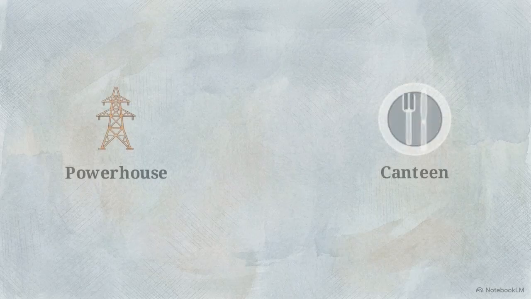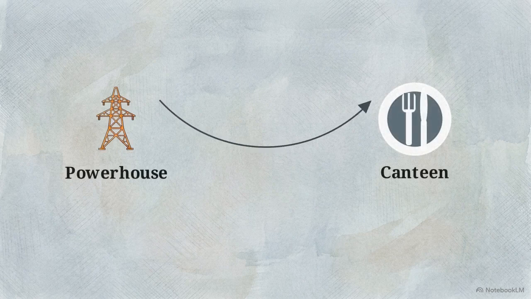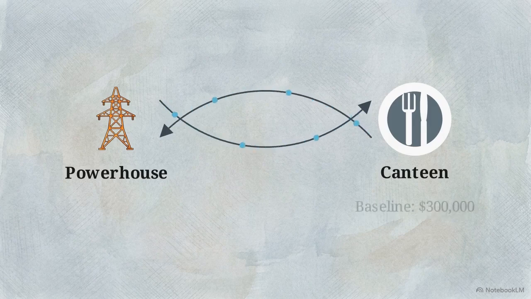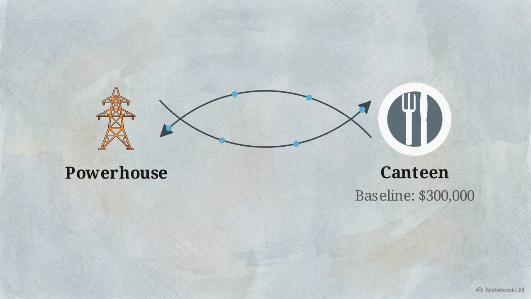Here we hit a roadblock. Service departments often serve each other. The powerhouse generates electricity for the canteen's ovens, and the canteen feeds the engineers running the powerhouse. It creates a continuous loop. Let's look at the baseline numbers. The canteen has accumulated $300,000, and the powerhouse has $60,000. The canteen provides 10% of its meals to the powerhouse, while the powerhouse sends 20% of its energy to the canteen. Grab a piece of paper and pause the video here.